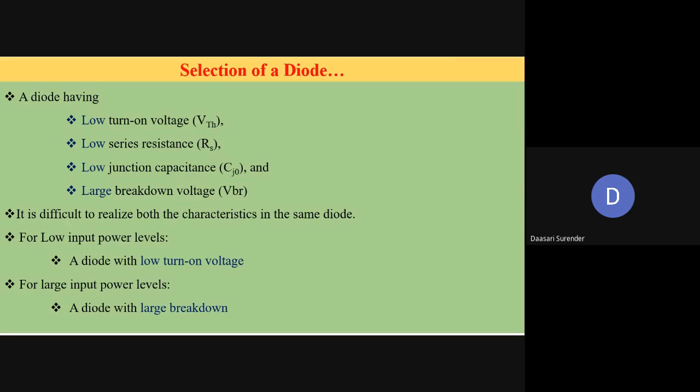The maximum voltage offered by a diode is limited to half of the breakdown voltage, and it is difficult to realize both characteristics, low turn-on voltage and large breakdown voltage, in the same diode. So in such a case, for low input power levels we have to go with the diode with low turn-on voltage, and for large input power levels we have to choose a diode with large breakdown voltage, since a diode with low turn-on voltage has low breakdown voltage.